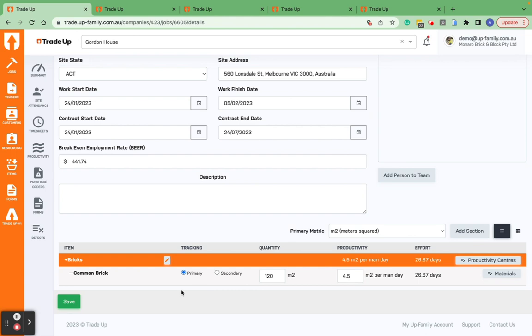So this is a really small job I'm going to look at first, and then I'll show you a bigger job example. So this job here has 120 square meters of common brick in it. We've given our guys a productivity target of 4.5 meters squared per man per day for brickwork. And now we know from that that it's going to take 26.67 man days. And TradeUp uses 8 hours in a man day to calculate this. So how does that 26.67 man days actually equal into a labor budget?